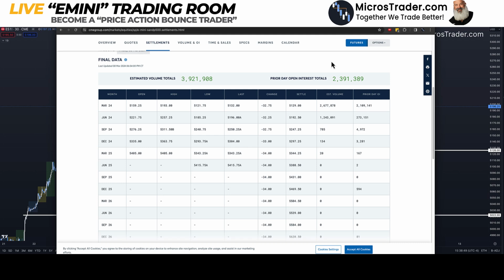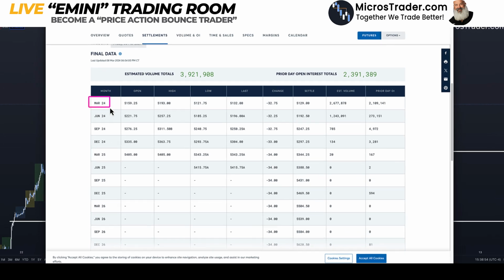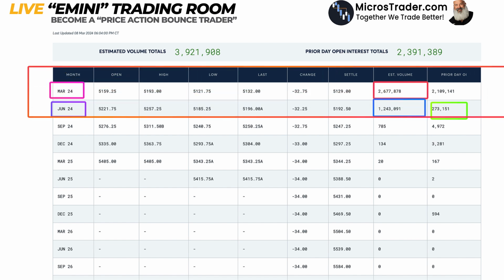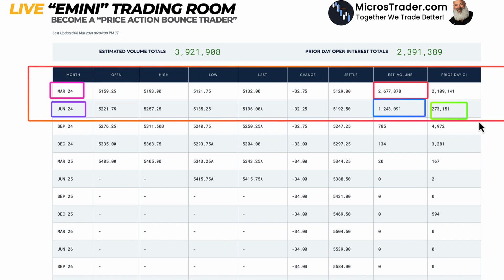Let's talk about the continuous ES contract versus the M contract. This is the continuous right now, and you can see estimated volume 2.6, and the June contract received 1.2, a significant jump up from the prior day. So it's time to start rolling over and trading the M contract.